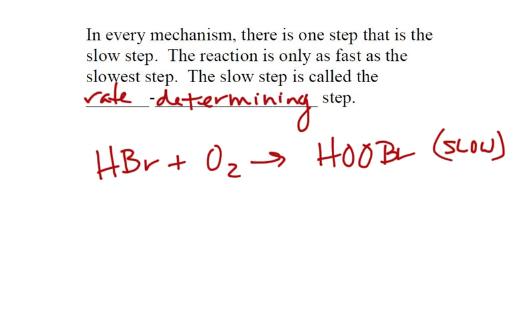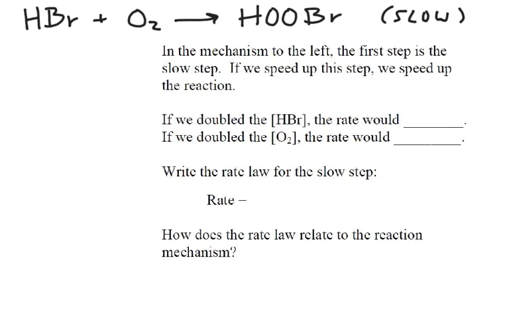For any of the problems, they almost always tell you which step is fast and slow. Being able to come up with which is fast and slow takes a lot of experience and maybe some more information. Not something that would normally be asked on an AP test. So it says in the mechanism to the left, what was in the left column of our worksheet, the first step is a slow step, so I've copied it again here. If we want to speed up the reaction, we've got to speed up this step.